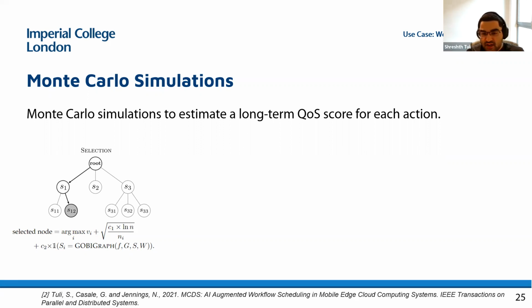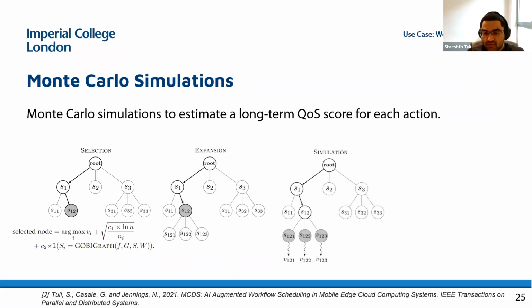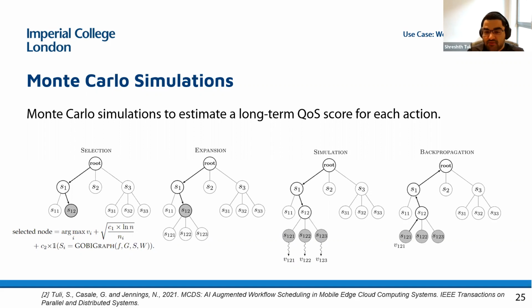And for the current system state, we select a possible action using a balance of exploration and exploitation objectives, which is sometimes referred to as the upper confidence bound estimate. And we expand the possible target state. We run several multi-step co-simulations and feed the QoS scores back to the decision model to update its parameters.